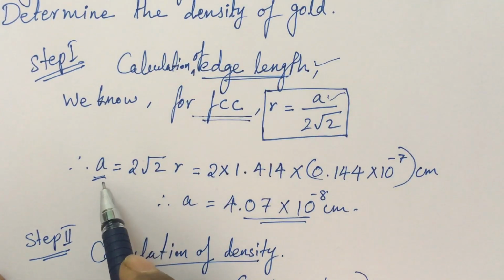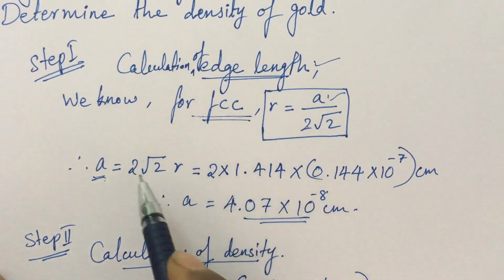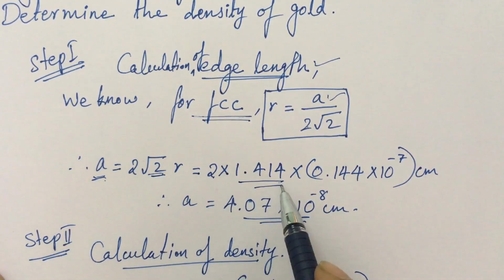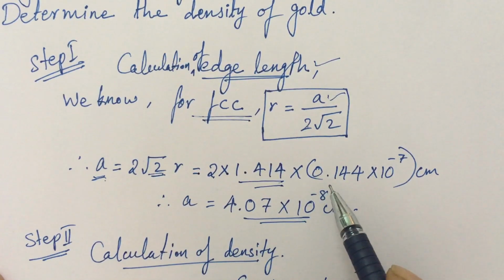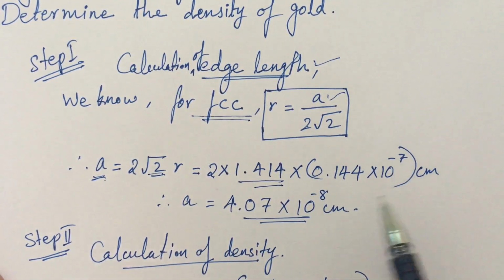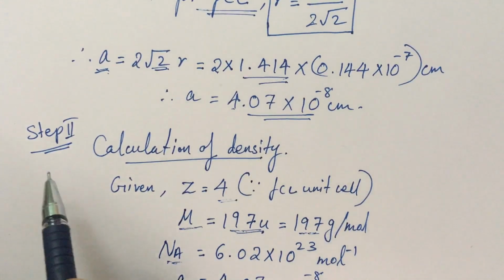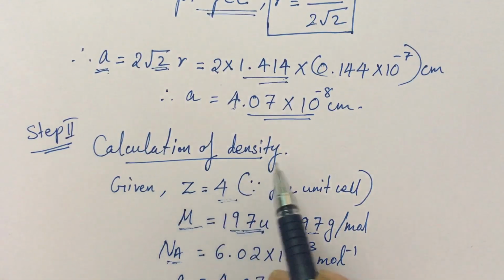From that, we have calculated A is equal to 2 root 2 R. 2 into root 2 value 1.414 into R, which is already given in the question, 0.144 into 10 raised to minus 7. So we have got A here. Then we go into the second step. Second step is calculation of density.